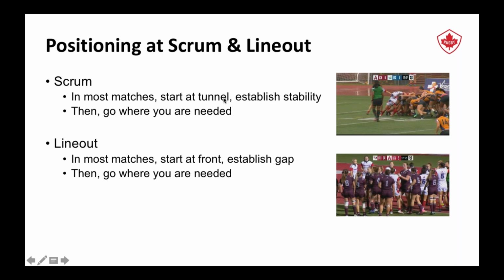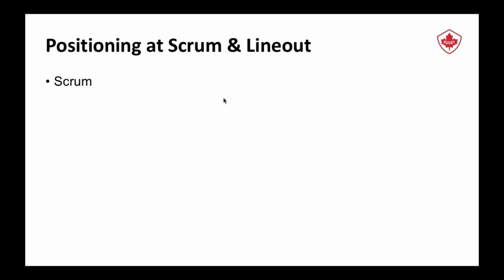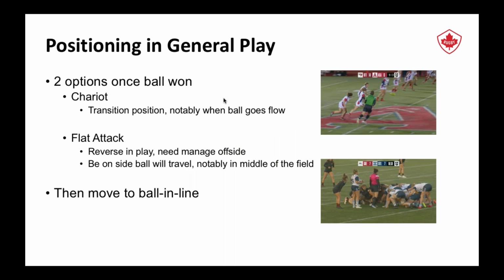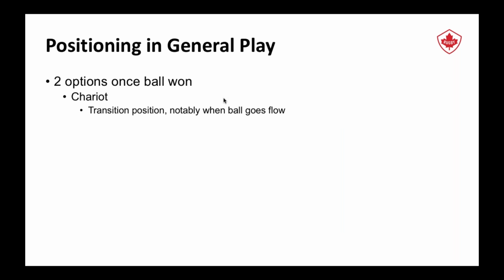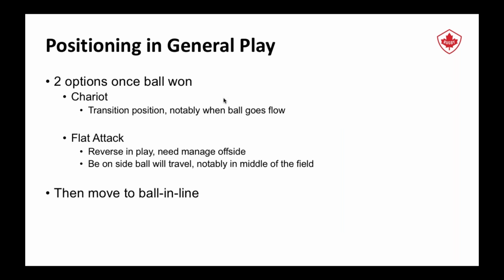Okay, our last little piece. So just to recap, when we discussed positioning in general play, we're looking at a couple general rules: arriving at 45, once the ball is won, identifying where play is going, and then moving according to where the game needs and getting ball in line. And then using those two main positions of chariot or flat attack.